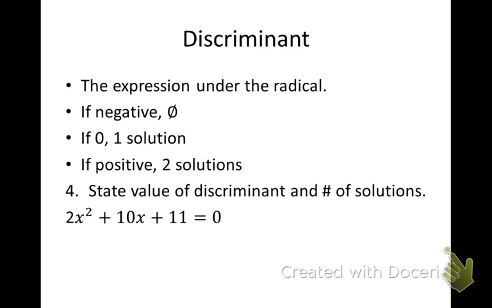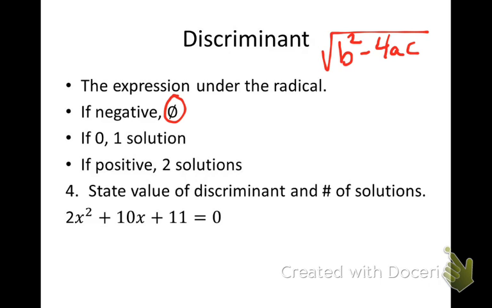Now we're going to switch to talking about what's called the discriminant. And the expression under the radical is called this. So what is it under the radical? B squared minus 4ac. So what's a possibility for this? Well, it could be a negative number. If it's a negative number, we already talked about this, you can't take the square root of negative numbers, so there is no solution.